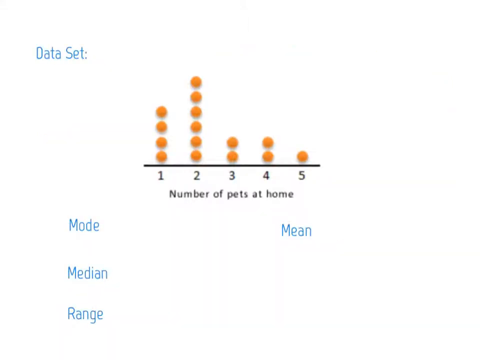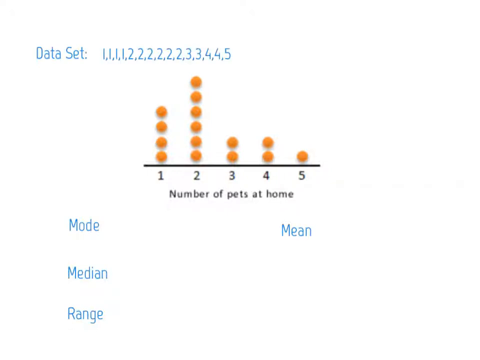So now here's a dot plot showing the number of pets at home that each respondent had. So go ahead and list the data set, find the mode, the median, the range, and the mean, and then pause the video to do that, and then check back to see if your answers match mine.